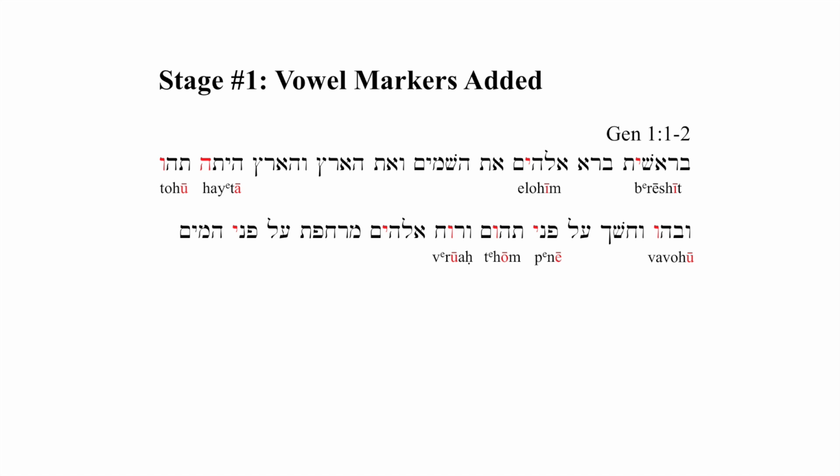Veruach, the U, again marked with a vav. Elohim, again marked with a yod to mark the long I. And then again the word panay at the end of that line. This offered a limited help as you read text. It obviously didn't mark every vowel.